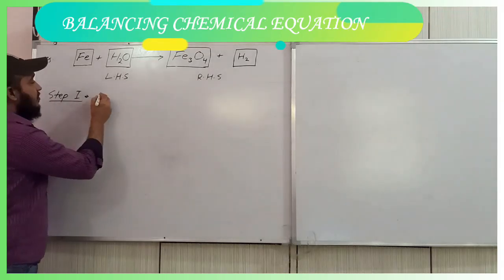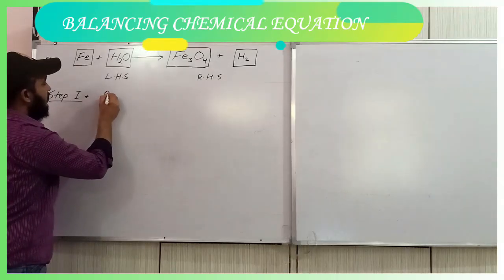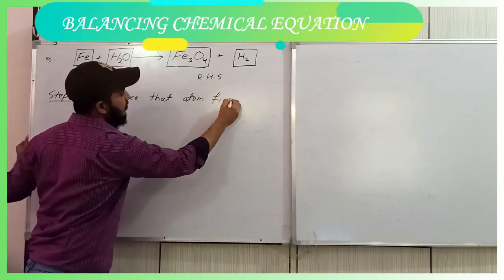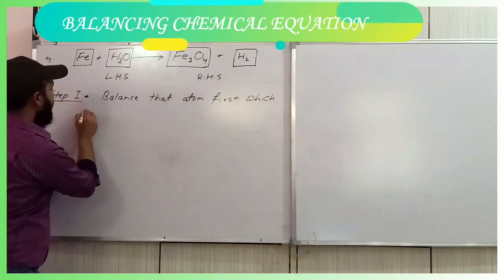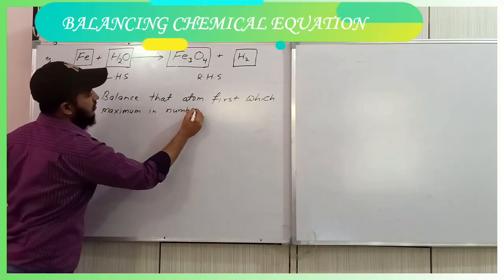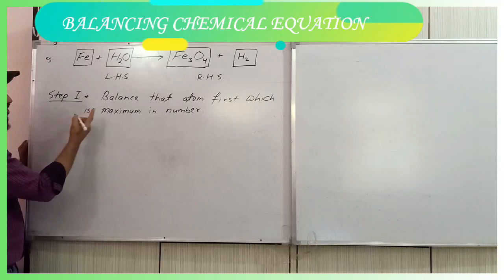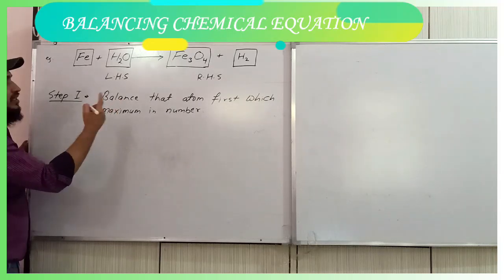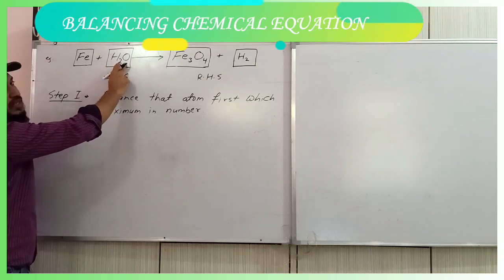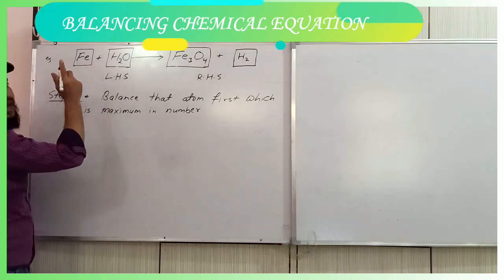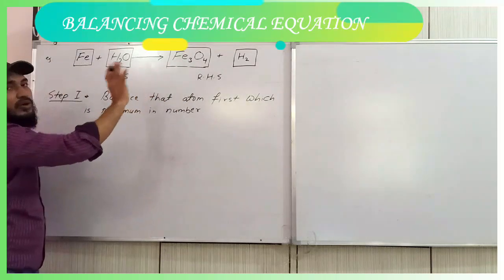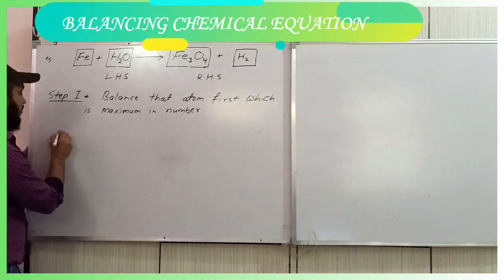In step number 1, in the first step, balance that atom first which is maximum in number. So here you see oxygen 1, hydrogen 2, iron 1. Here Fe 3, oxygen 4. So here oxygen is in maximum number. So first we balance.